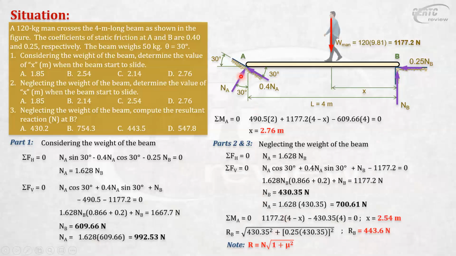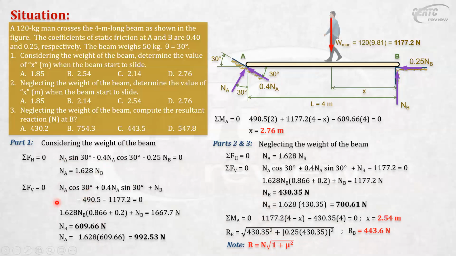If you are solving for RA, halimbawa, it will be NA times the square root of 1 plus 0.4 squared. Okay? So, don't forget that. That is very helpful and it will save you a lot of time to solve the problem. Okay? By the way, I will show you another way to solve for this.